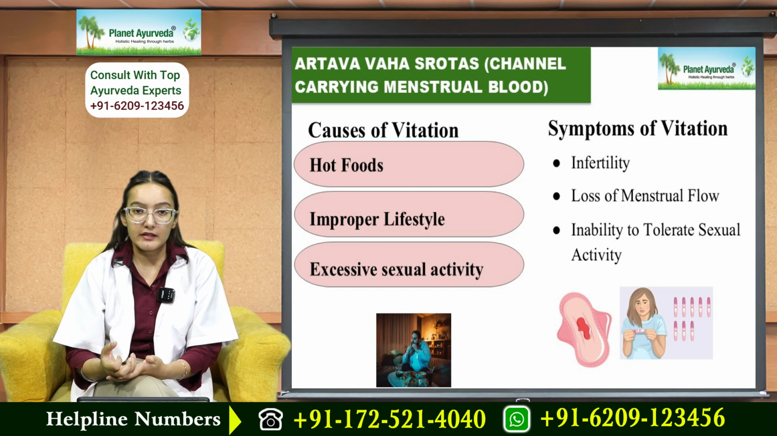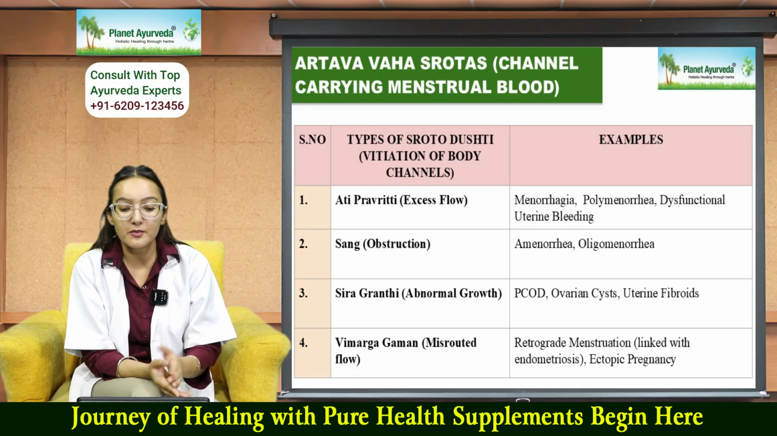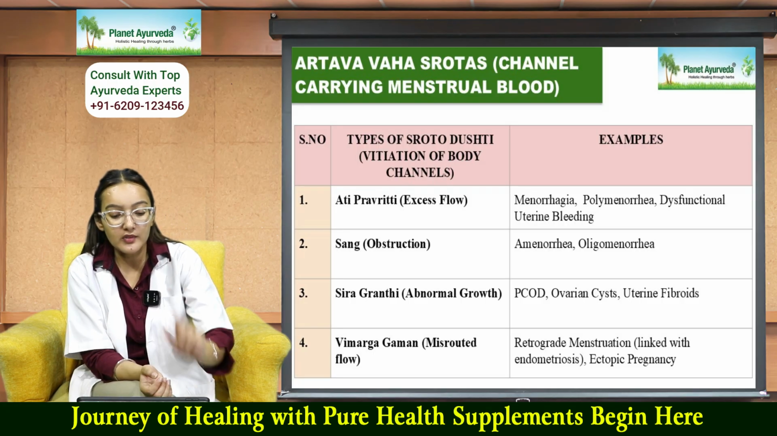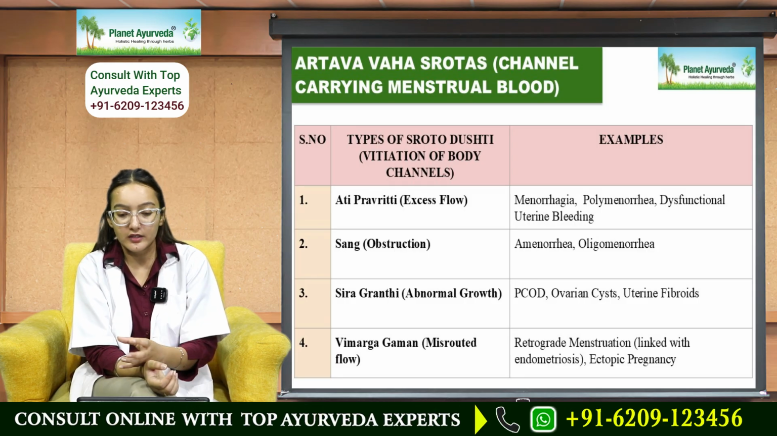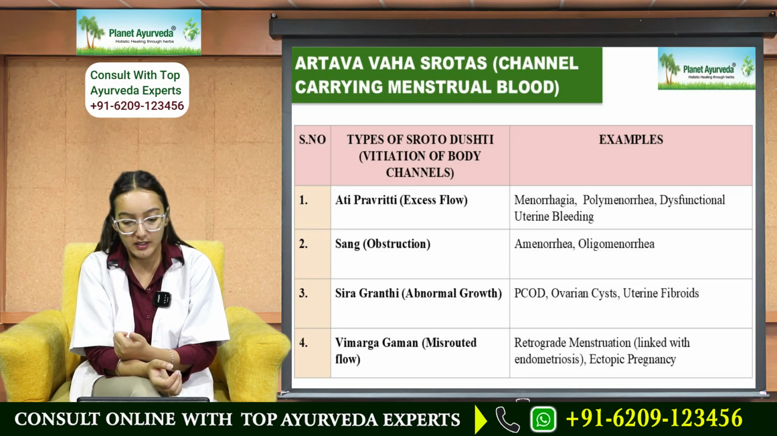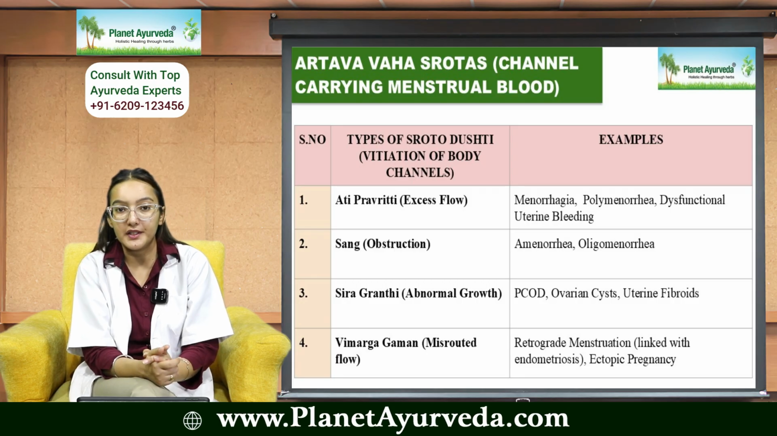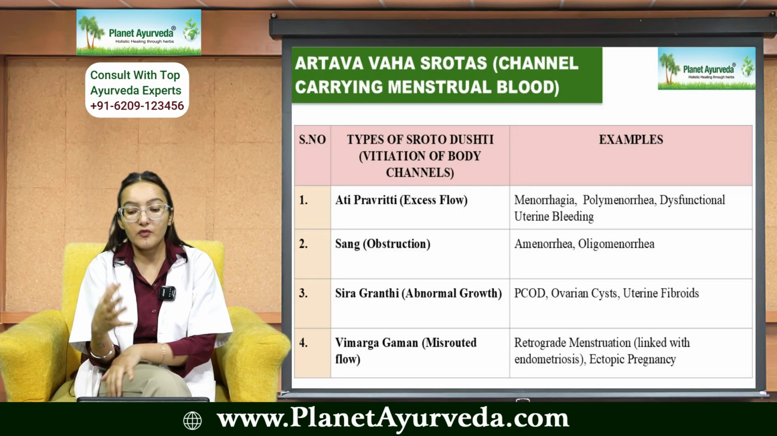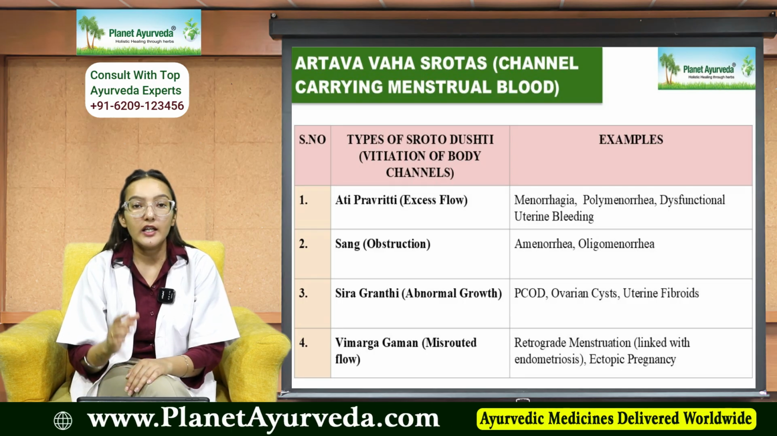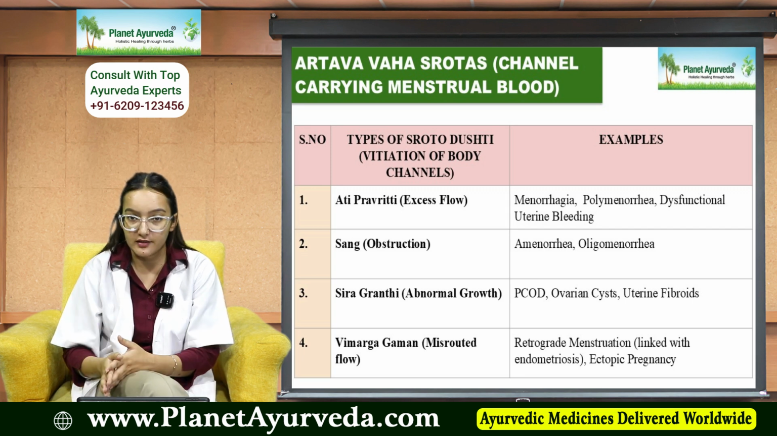Also, one may experience less bleeding in menstruation. So, let's discuss the types of Srotodushti, vitiation of body channels carrying menstrual blood. If there is excessive flow or atipravritti in these channels, it leads to menorrhagia, excessive menstrual bleeding, polymenorrhea, dysfunctional uterine bleeding. In this case, the bleeding will be more and more, with no cause, and it will not stop in the normal 4 to 5 days.